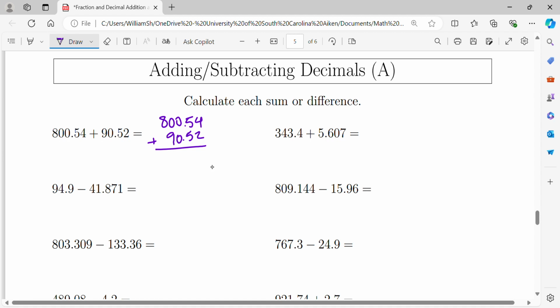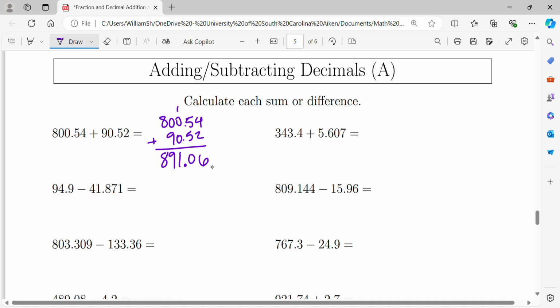Okay, first one's pretty straightforward. And then we just add. That's all we're doing here. We're adding. 4 plus 2 is 6. 5 plus 5 is 10. Carry the 1. The 0 is there and a 1. I'm going to drop my decimal. Straight on down. 9 and 0 is 9. So we're looking at $891.06 right there. We were able to add it up by hand. Nothing to it. Remember, adding and subtracting these decimals, you have to line the decimal up.